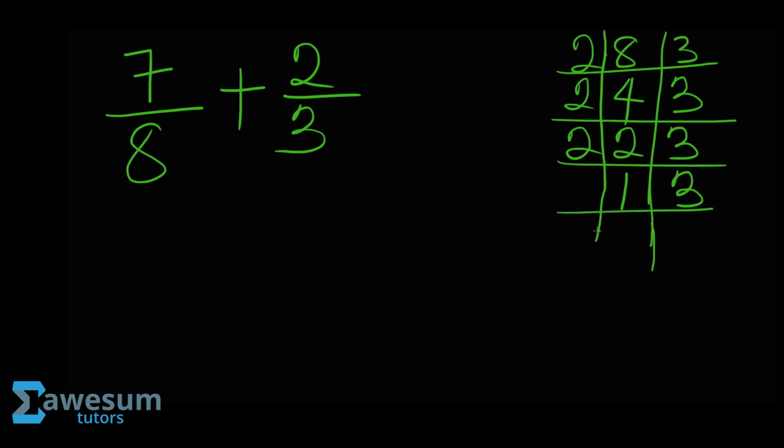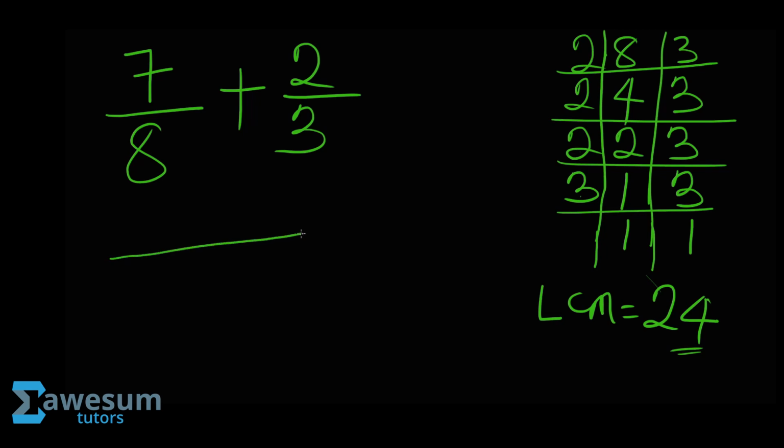Now the next thing, since we've already divided this to 1, now let's divide 3. 3 can divide 1 and 1. So now my LCM is going to be 2 times 2, 4. 4 times 2, 8. 8 times 3, 24. So that means the LCM is 24.